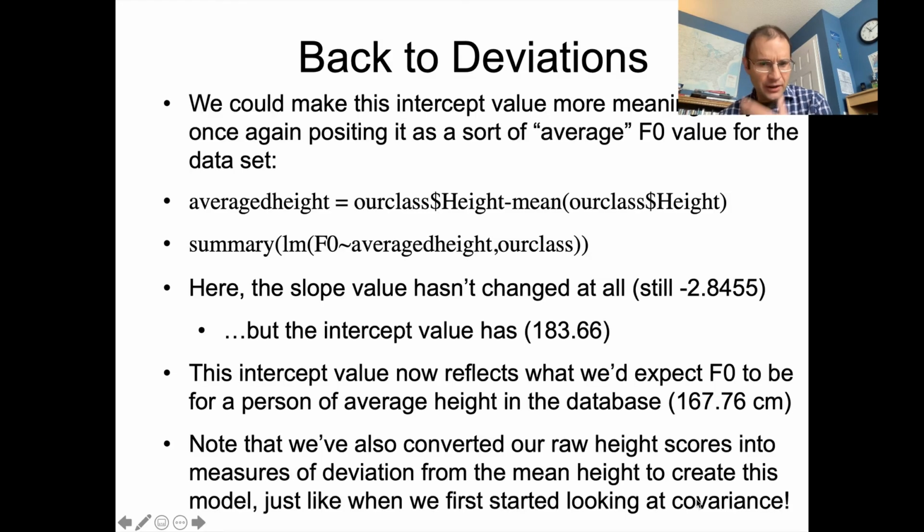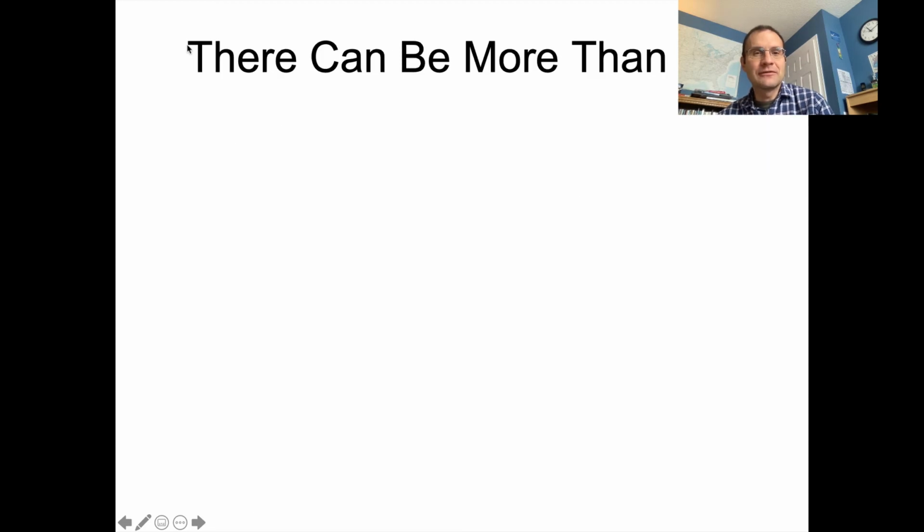Yeah, and I've got a note here on the bottom. I talked about how we have been doing this all along, but we've converted in this fashion our raw height scores into measures of deviation from the mean height to create this model, just like when we first started looking at covariance way back when, or standard deviation, or any of those measures.